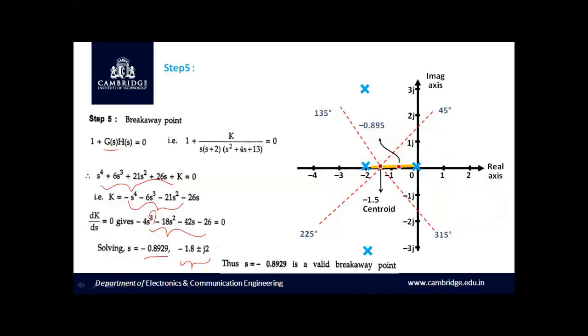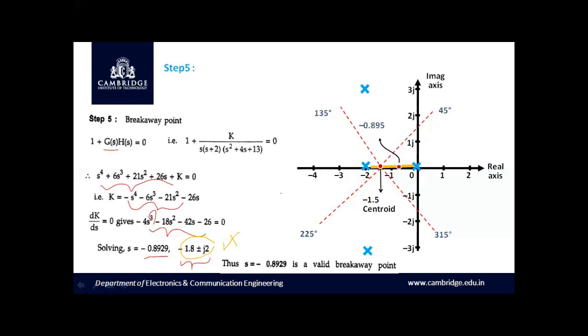And for the other two roots, minus 1.8 plus or minus 2j, we have to check the angle and the magnitude condition, and check whether this point lies on the root locus or not. When we check that condition, this becomes invalid. Therefore, s equal to minus 0.8929 is a valid breakaway point.